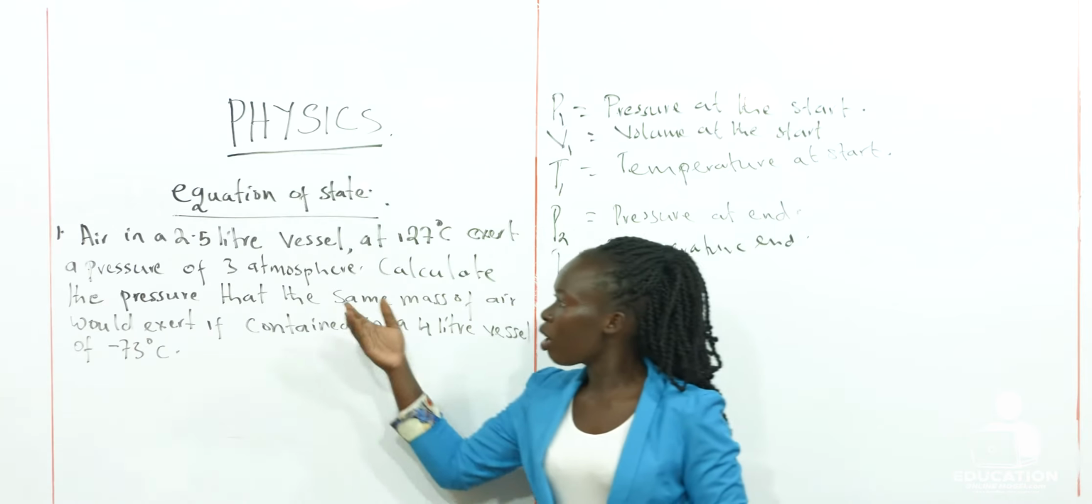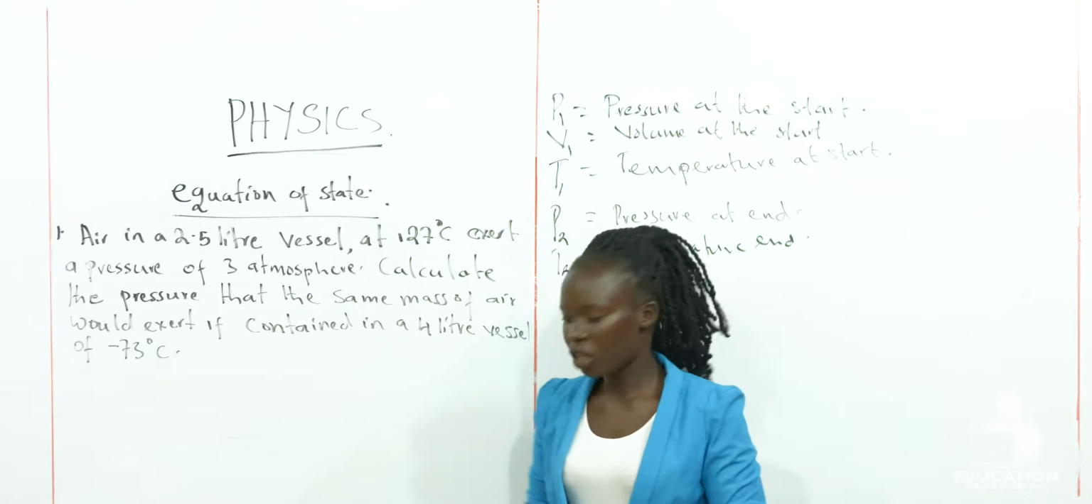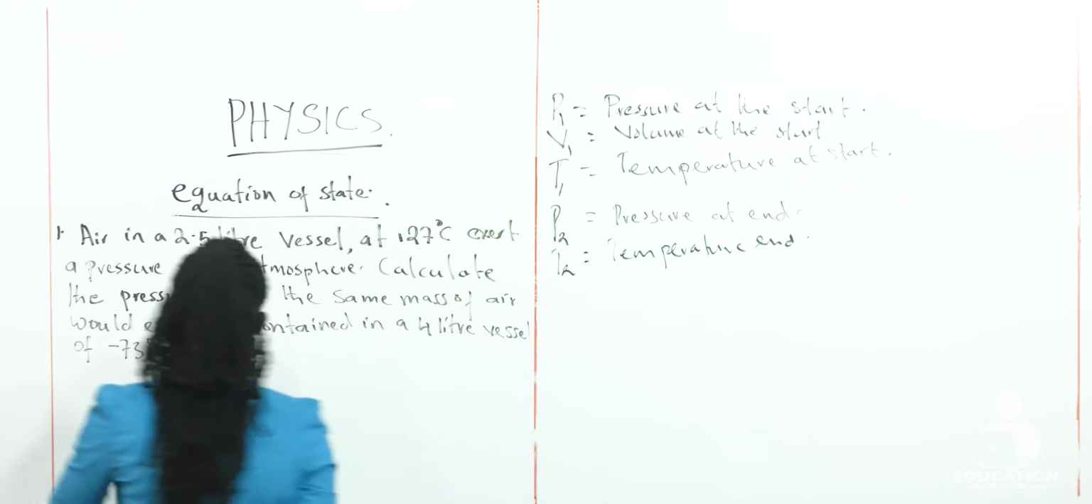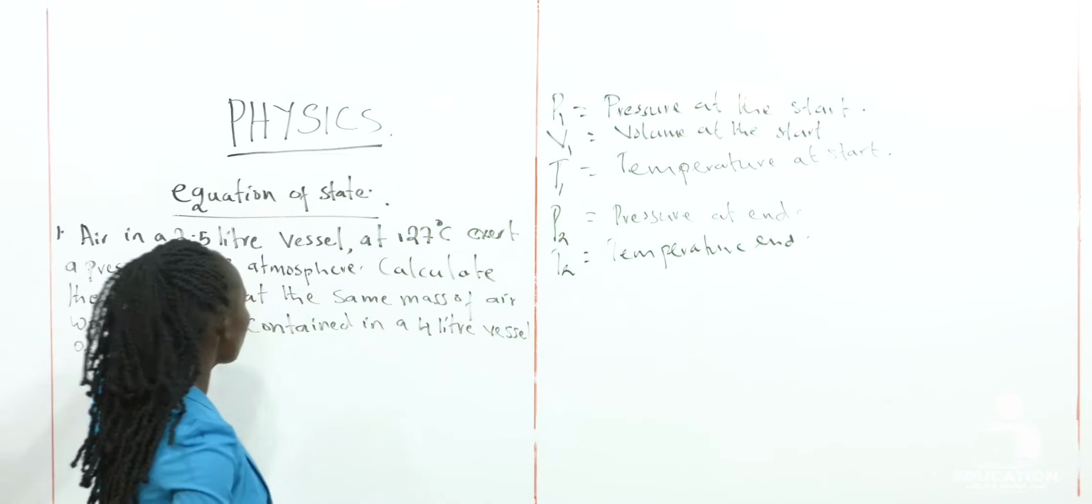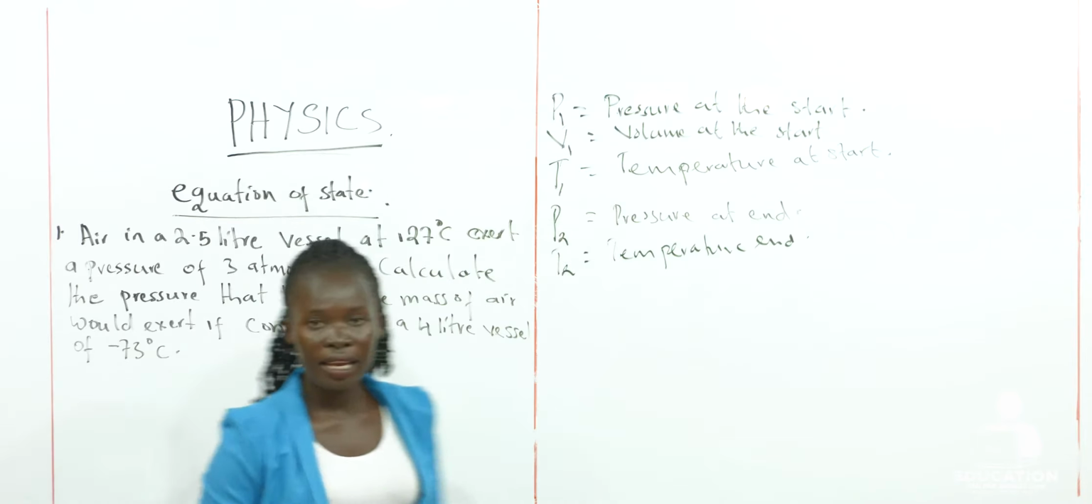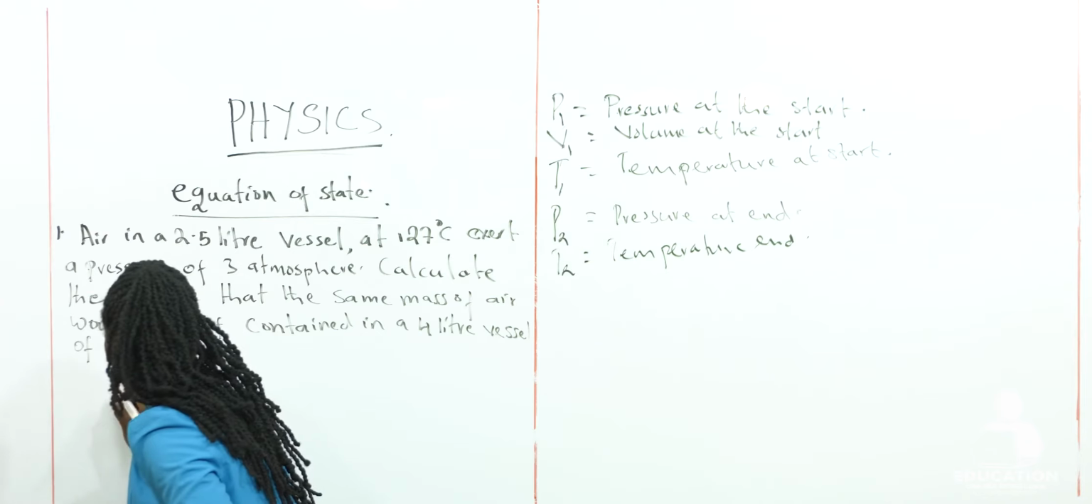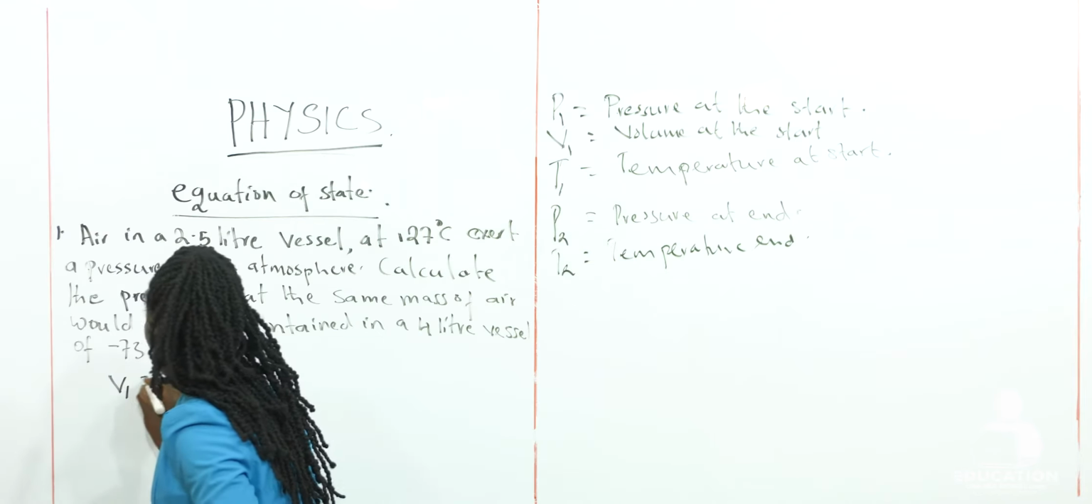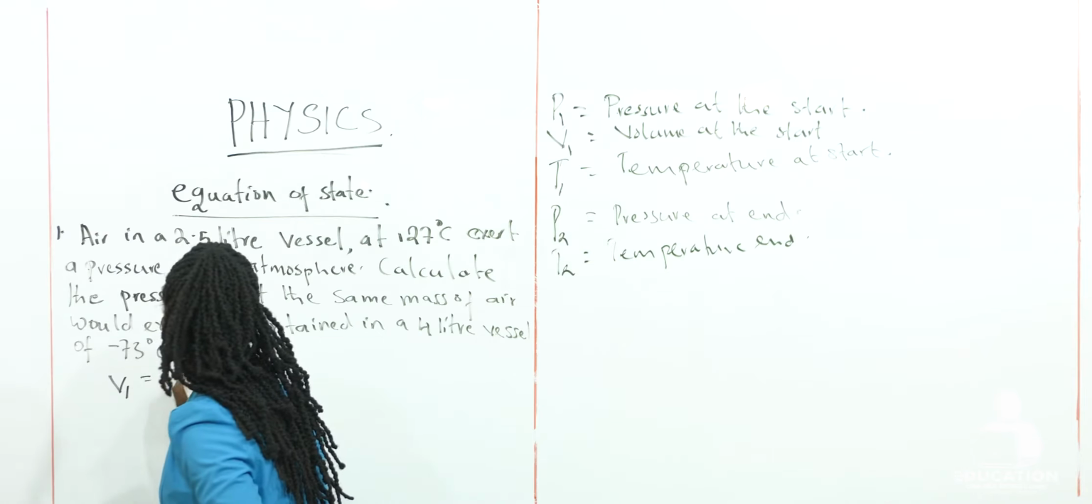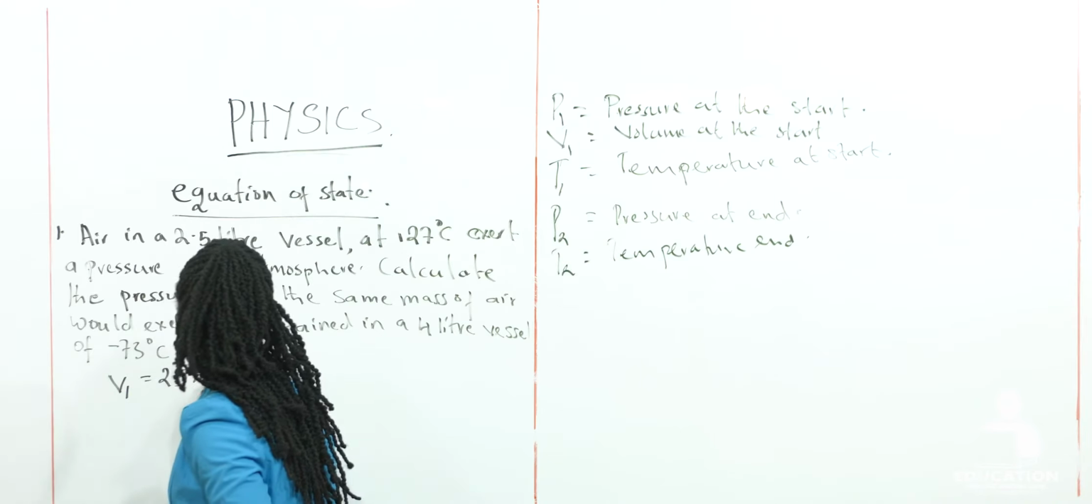So what is the volume at the start? At the start you see that the volume of this air is 2.5 liters. So that will be our V1, which is 2.5 liters.